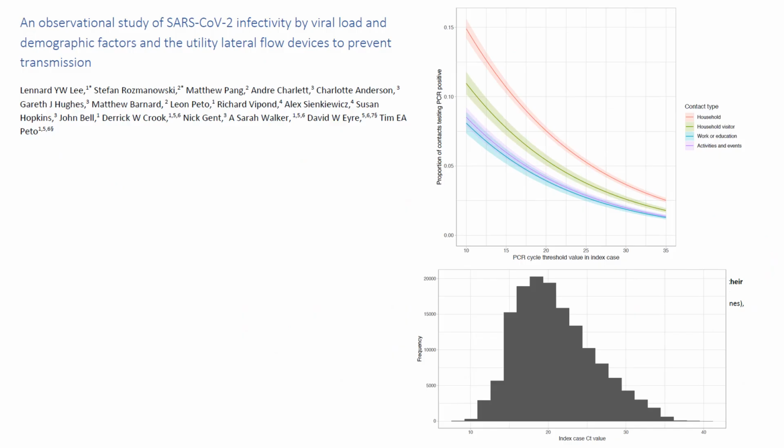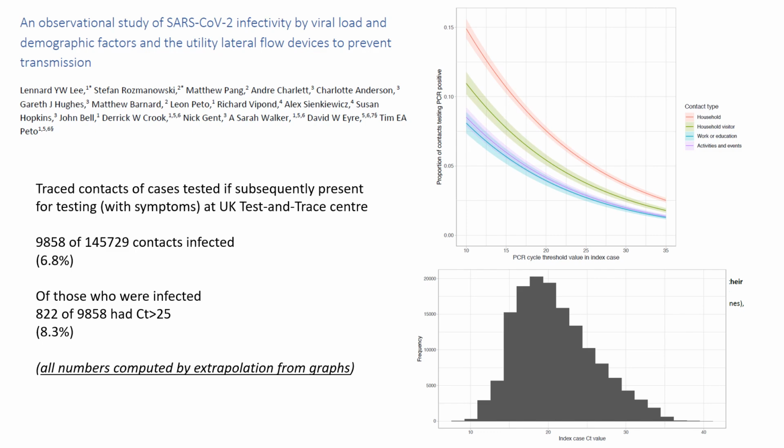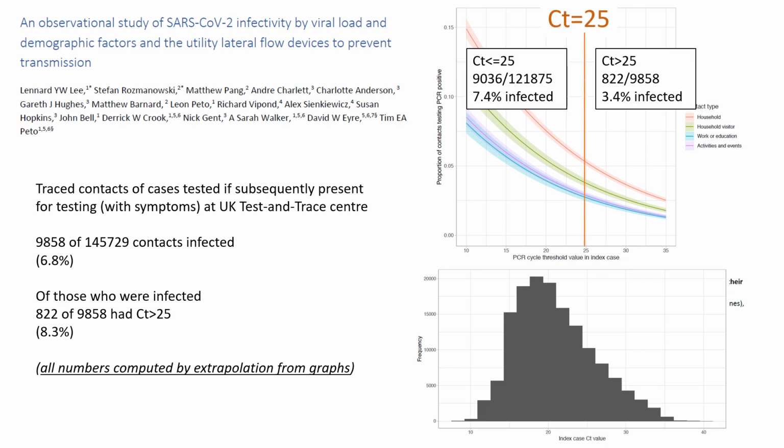In terms of looking at the risk of onward transmission, Tim Pito and team looked at the test and trace data, and they looked to match up contacts who became infected with their primary cases, and looked at the CT values of their primary cases, and they divided them by contact type. But you can see here again the 25 line, it relates to about a halving of the risk of onward infection.